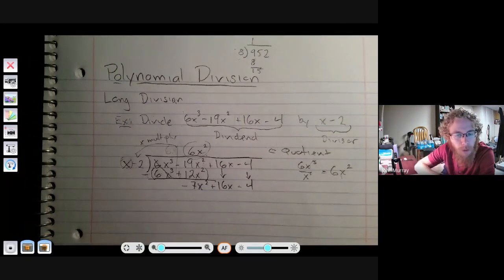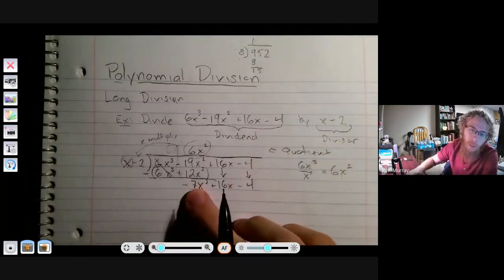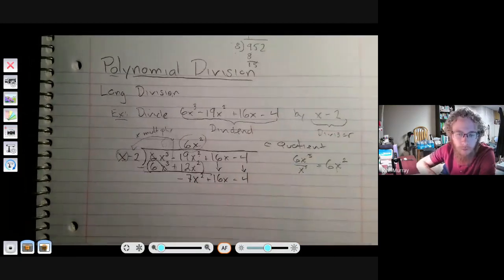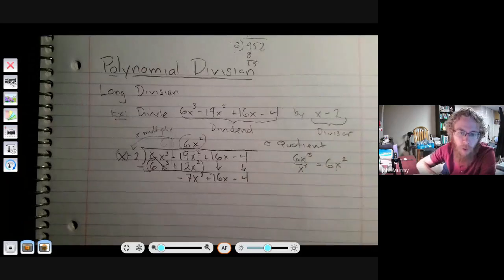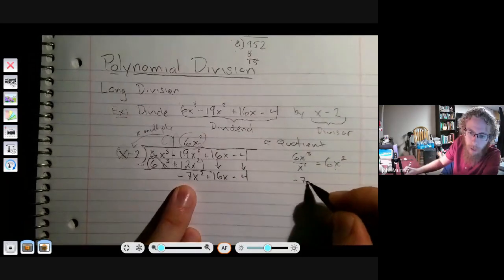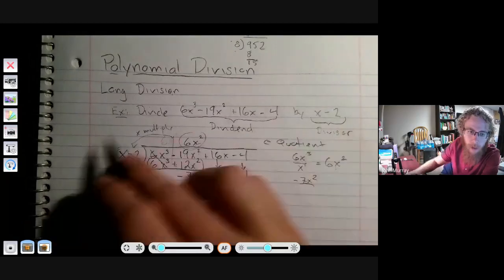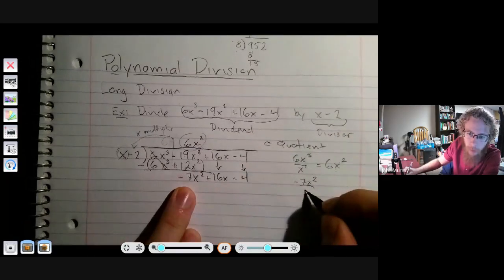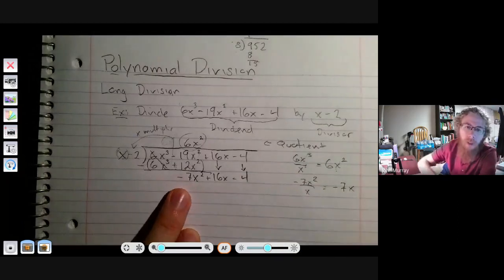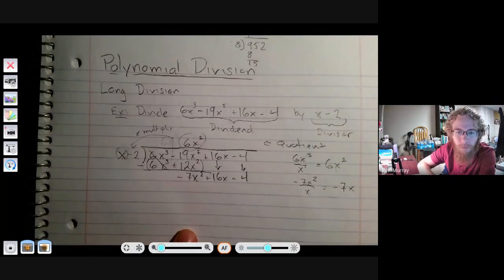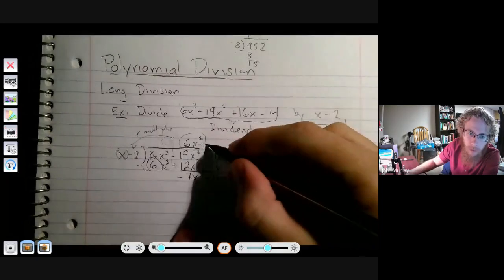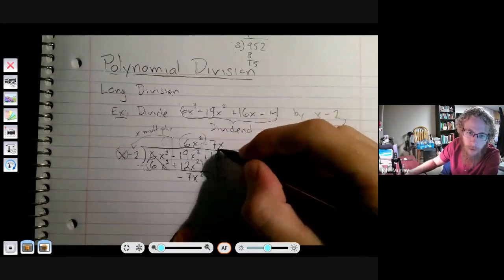Now we're going to go through these steps, but now we're using a new dividend. So I'm going to keep with this method. My leading term is negative 7x squared. I'm going to divide that by this leading term, x, and that's just going to be negative 7x. So this is going to go up top here. I'm just going to put minus 7x.